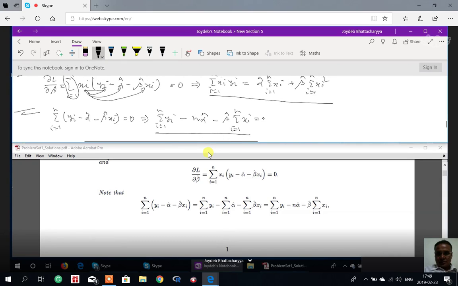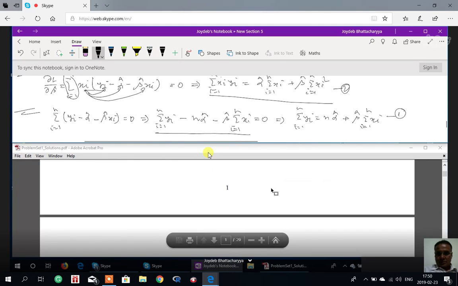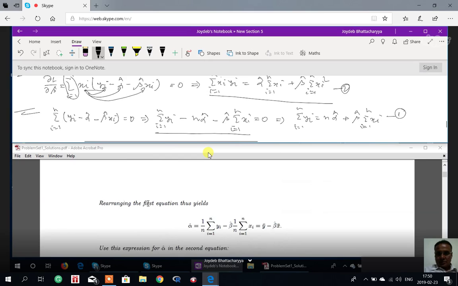Now if you put this equal to 0, then you get summation yi as n alpha hat plus beta hat summation xi, i running from 1 to n. Here also we get i running from 1 to n. So this is your second normal equation and this is your first normal equation. Now what they have done here is rearranging the first equation to yield alpha hat. We are trying to measure this alpha hat.